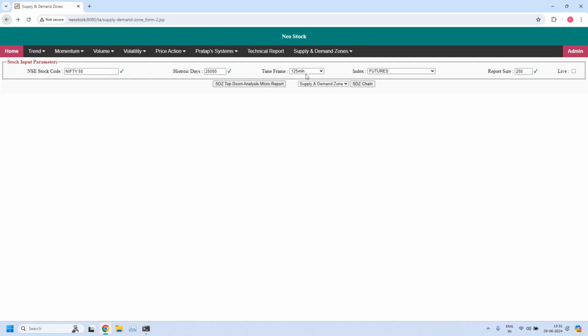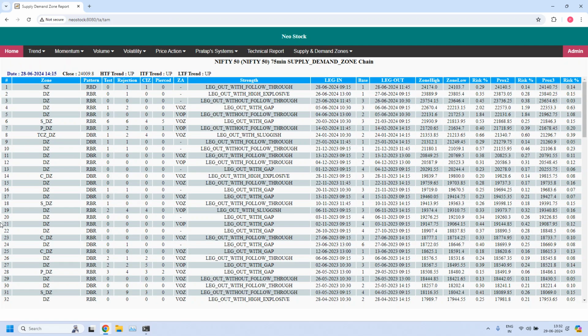Next, let me generate for 75 minutes time frame. So this is going to be the supply demand zone chain for 75 minutes time frame. In 75 minutes, a new zone is created. Please keep an eye on this. Already a rejection from this zone. This is the supply zone that was created. A new 75 minute supply zone is created. This is the point you should observe.